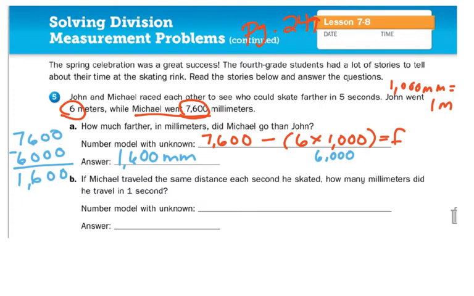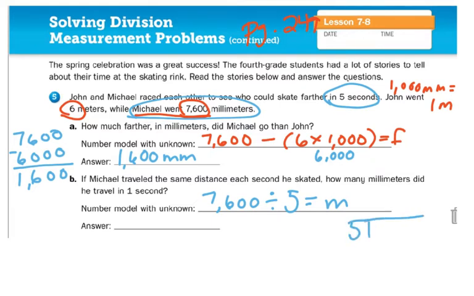If Michael traveled the same distance each second he skated, how many millimeters did he travel in 1 second? So again, let's take Michael, 7,600, and divide that by the number of seconds that he traveled, and that was 5. That will give us, let's put an M for Michael, what was his speed per second. So let's set up this division problem. If we divide the distance that he traveled by the 5 seconds, that will give us how much he traveled each second.